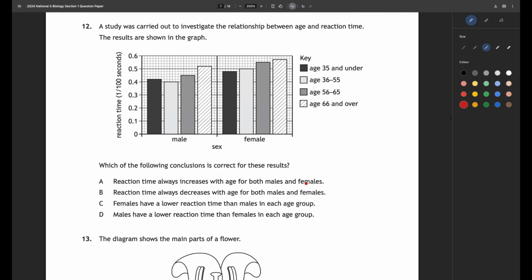Okay, number 12, a study was carried out to investigate the relationship between age and reaction time. The results are shown in the graph.